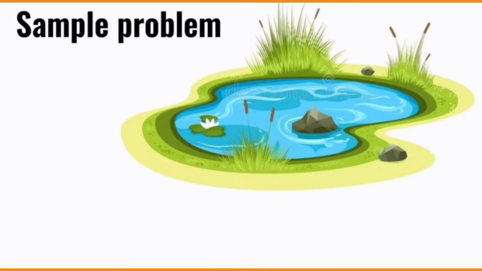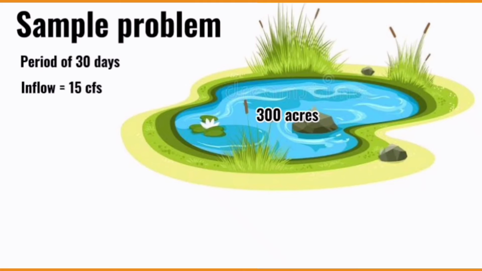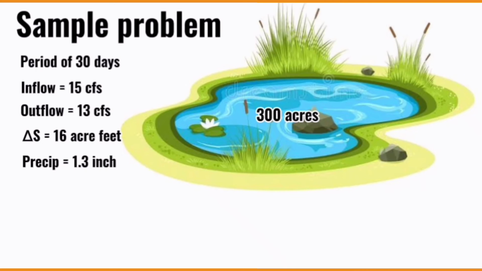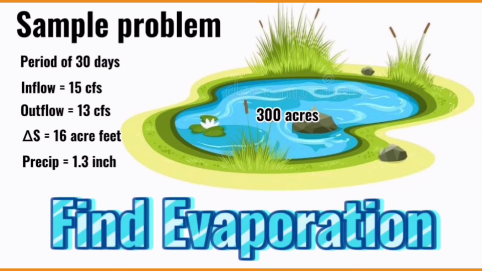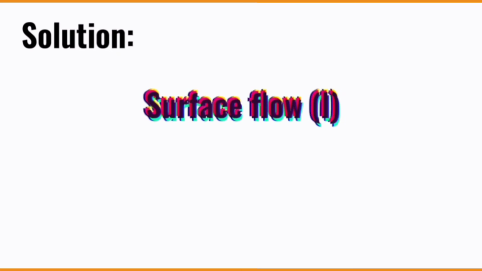Here, we have a sample problem, where the given are a pond with an area of 300 acres, and in a month, the total inflow is 15 cubic feet per second, the outflow is 13 cubic feet per second, the change in storage is 16 acre-feet, and precipitation is 1.3 inches. In this problem, we have to find the amount of evaporation in that given month. To solve this problem, we have to assume that the surface flow and groundwater flow are not significant.